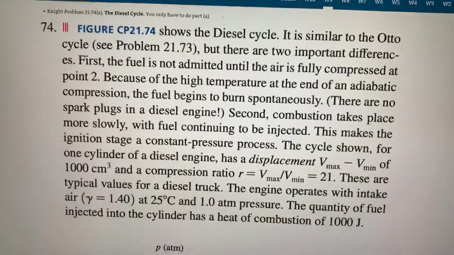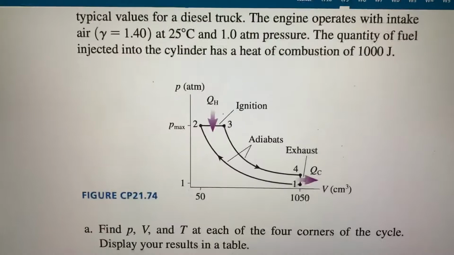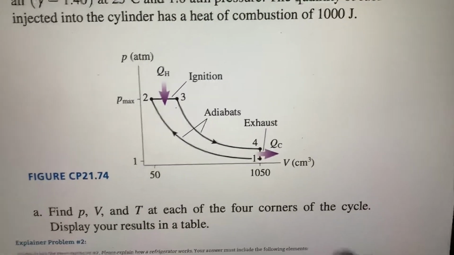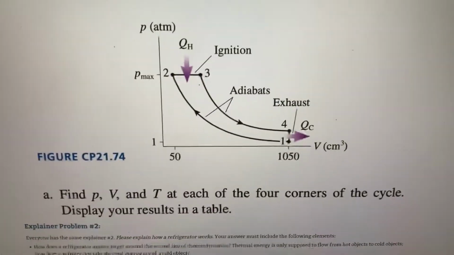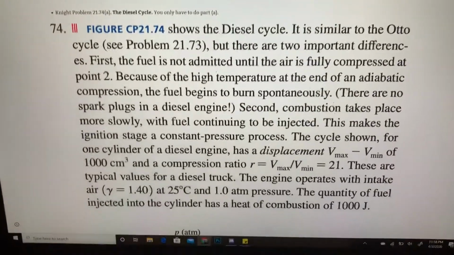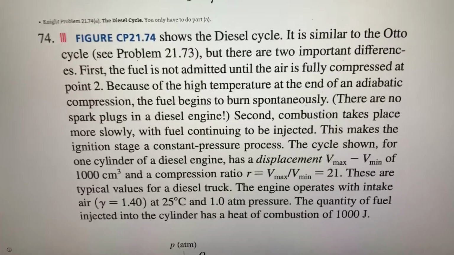And I got problem 74 for the first problem, which is basically showing you the diesel cycle, and we're going to find the pressure, volume, and temperature for each of these four corners here, from 1 to 2, 2 to 3, and 3 to 4. So this whole thing is explaining, you could pause, read it if you want. It's really long, so I'm not going to read it. It's just explaining the difference between the diesel cycle and the Otto cycle.